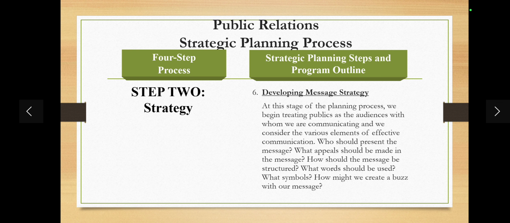Still under strategy, now we come to developing the message strategy itself. So it says, this is where you begin treating your public as your audience. Who are we communicating to? And what are the various elements of effective communication? This is where you ask yourself questions like, who should present the message? You are developing your message strategy. Who is presenting the message? What appeals should we make in the message? How should we structure or arrange the message? What words should be used?